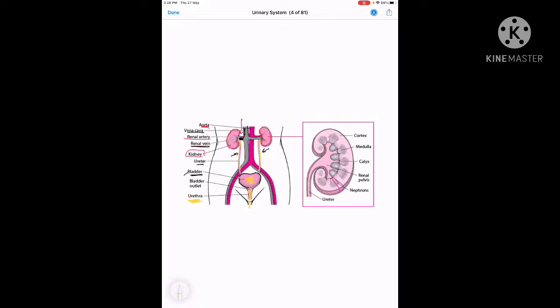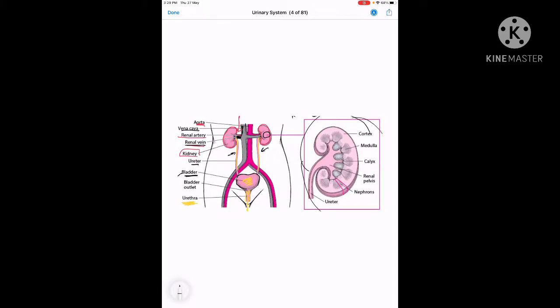Now, the main part of the urinary system that really works to remove the waste is the kidney. If we enlarge the kidney, if I take a part from here and enlarge it, this is what I would see. What you see here is an enlarged kidney. Now, as you see here, the kidney is made up of millions of nephrons. These are the nephrons. You can see them here.